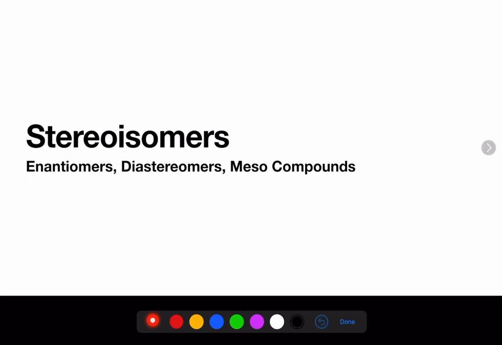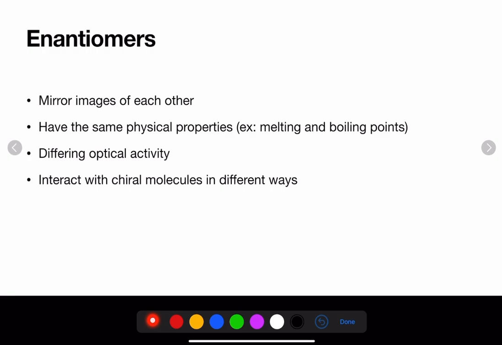To start, enantiomers are isomers, so they have the same molecular formula, but they are mirror images of each other, and they are not the same molecule. Think of your right and left hands. They are mirror images, but you cannot rotate or move one to be exactly like the other.